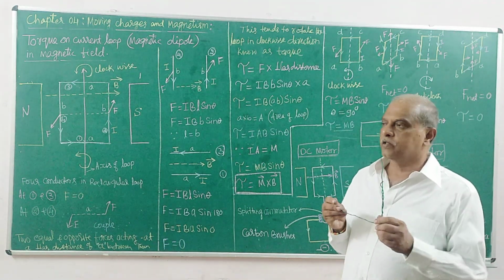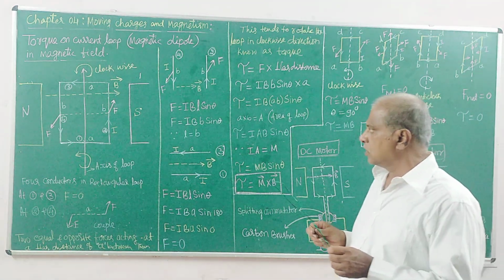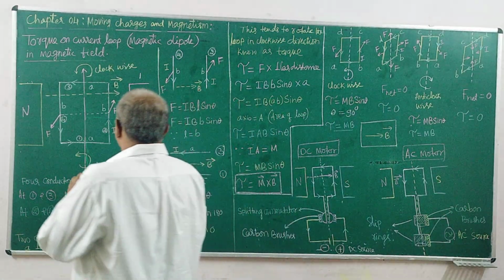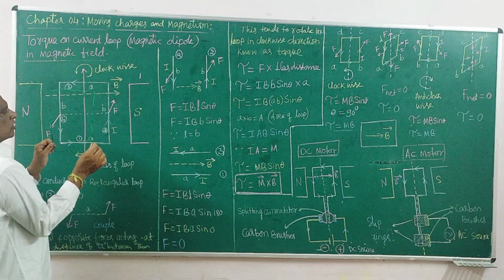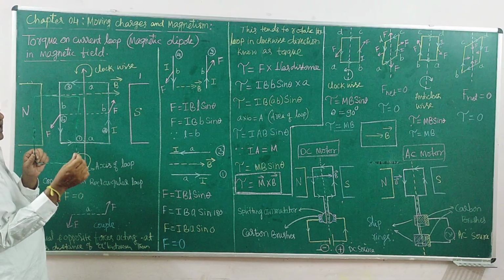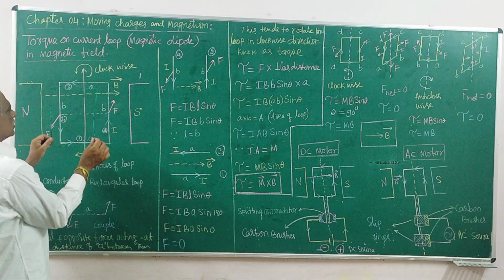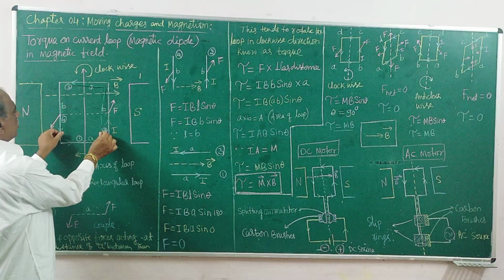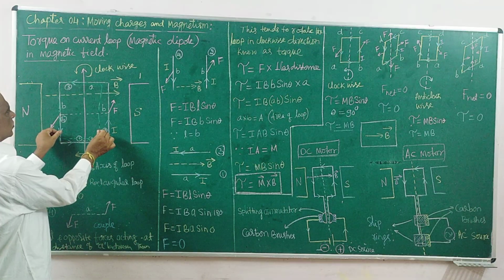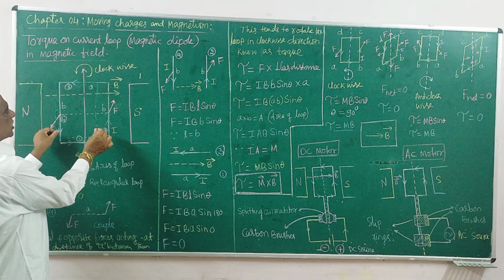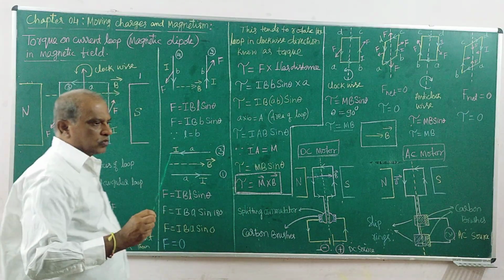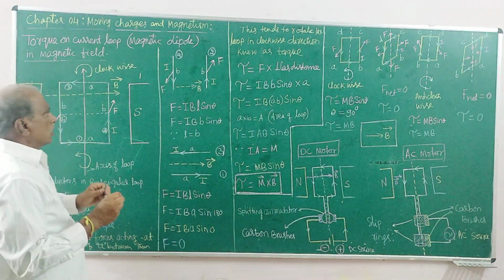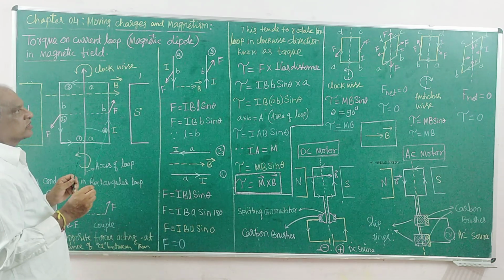This is the rectangular loop I am taking. This alignment is similar to this. The plane of the loop is exactly on the plane of the board. This is the same. The current in the loop produces the torque like this. These are the different orientations I mentioned.